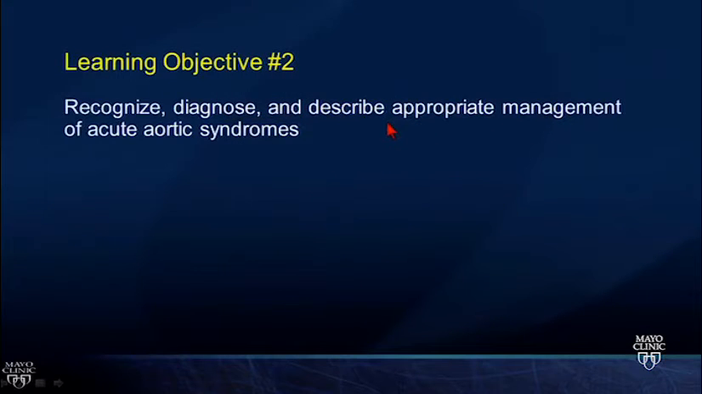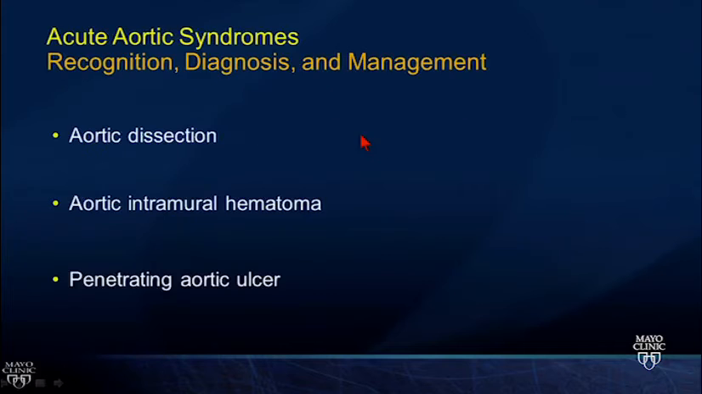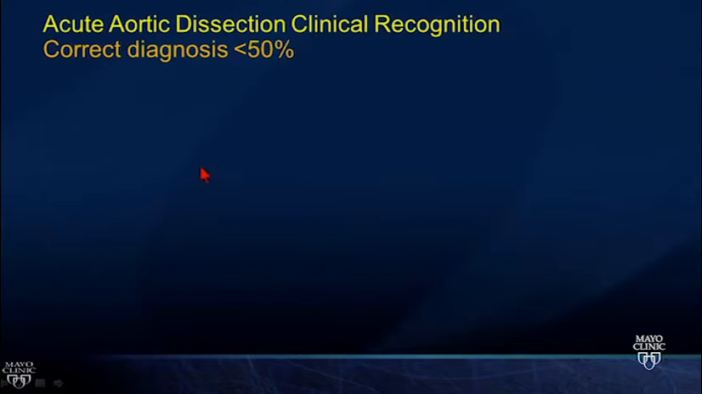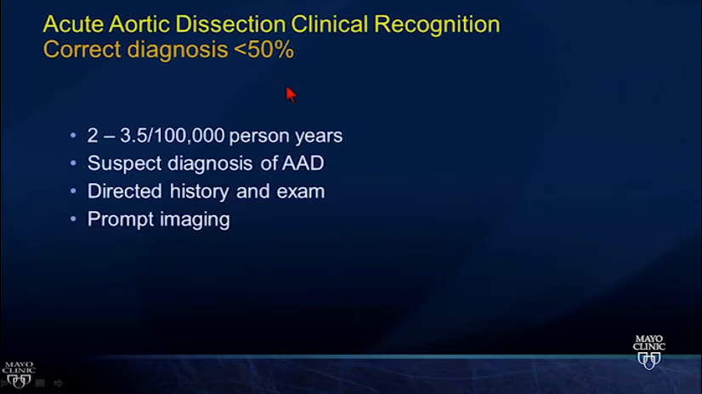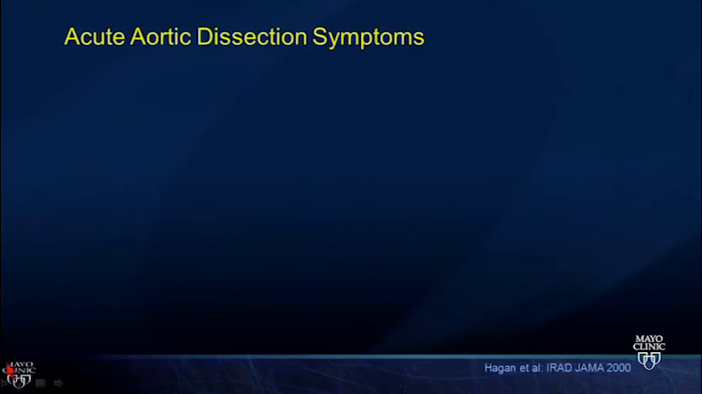So we're going to shift gears and go to learning objective number 2. We're going to talk about 3 conditions: aortic dissection, intramural hematoma, penetrating aortic ulcer. And in aortic dissection, even in this institution, there was a publication in the 1990s where even at Mayo the correct diagnosis initially was made in fewer than half the patients. And it's because it's an uncommon problem, and you have to really suspect the diagnosis. You have to take a careful history and the right kind of examination and get on with imaging pretty quickly.